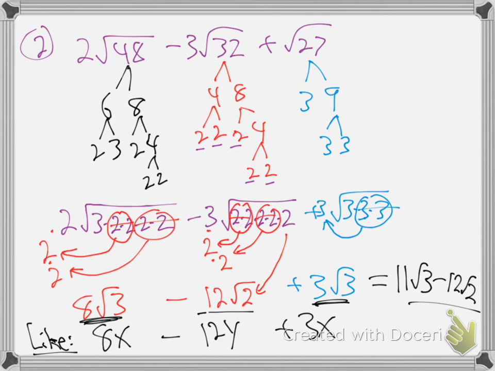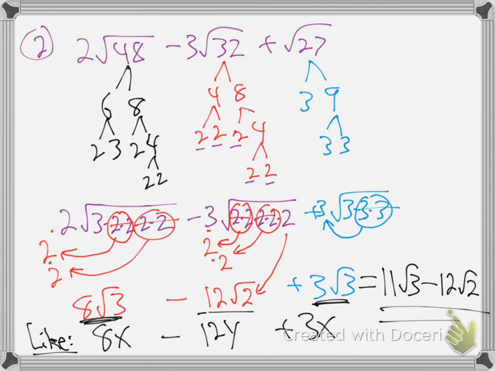Can you read that? Sorry, getting a little scribbly there. Let me rewrite that. So again, the 8 and the 3 is 11 root 3 minus 12 root 2. And so we're done with that. Is that good? It's all making sense? Questions I can answer on this one?